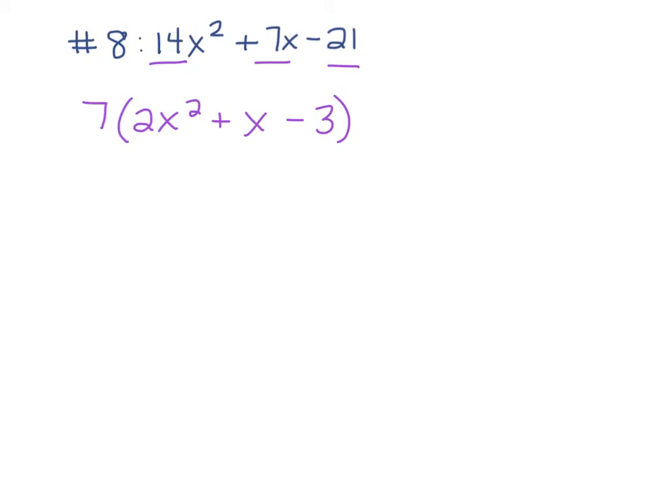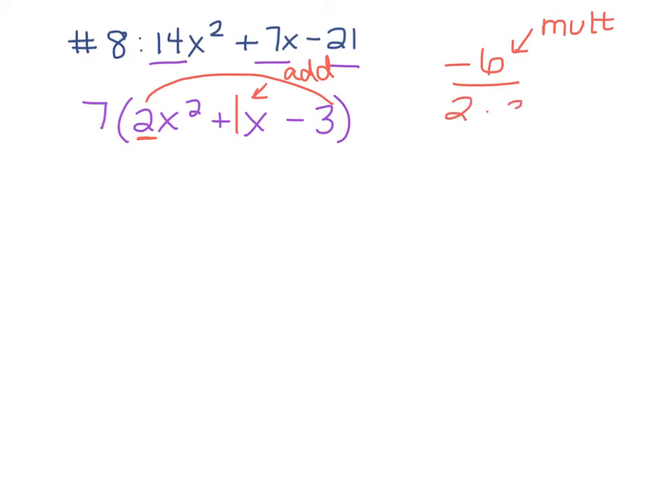When you have a trinomial that has a leading coefficient, this number here, we're going to multiply the 2 times the negative 3, and we get negative 6. And then I'm looking for numbers that multiply to that negative 6 and add to make that middle term of positive 1. Okay. Well, there's not very many ways to multiply to 6. I'm going to use 2 and 3 because if I make the 2 negative, then negative 2 plus positive 3 would give me positive 1.